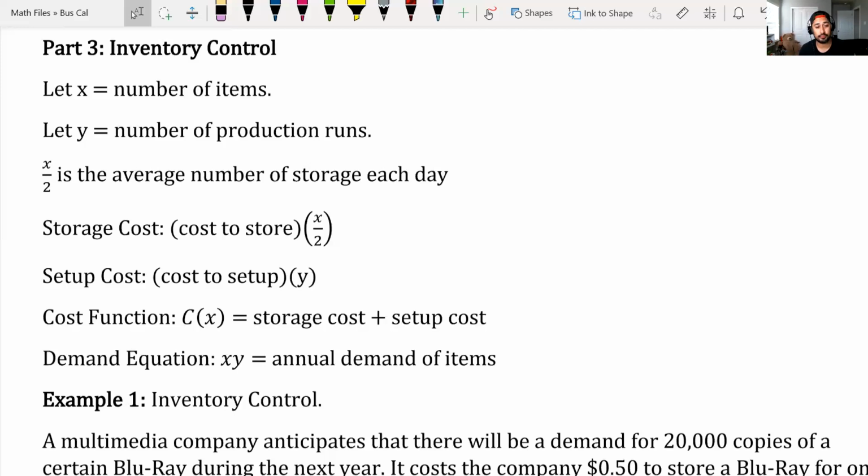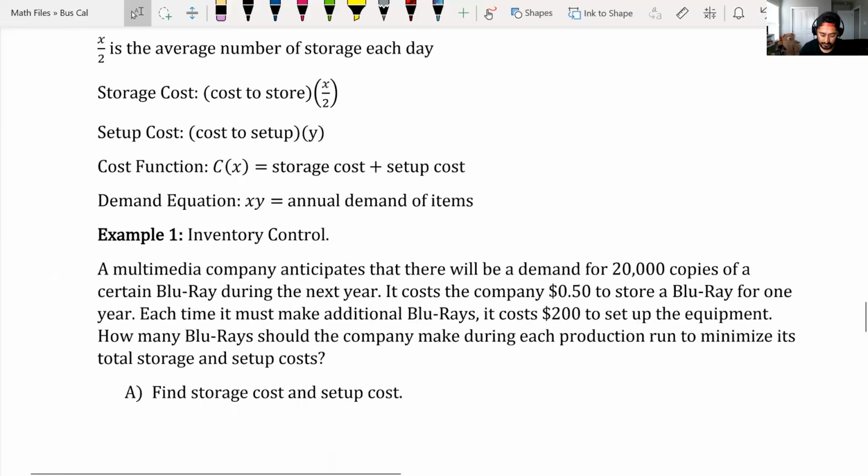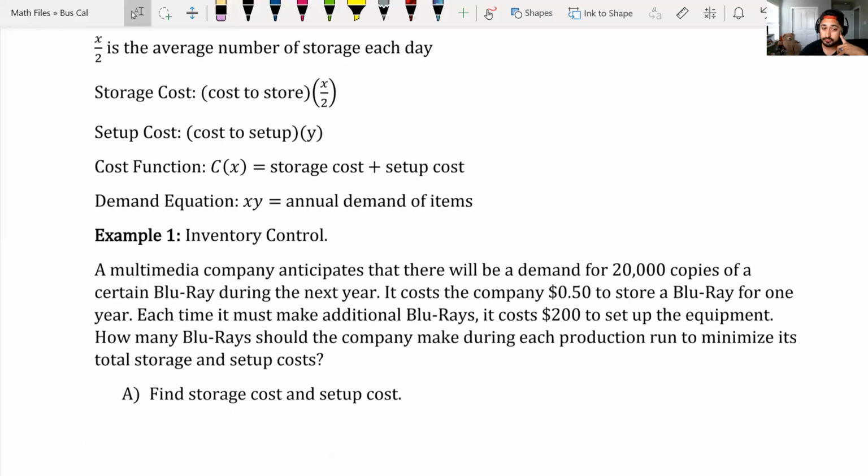Okay, so let's go ahead and read the problem and see how to set this up. A multimedia company anticipates that there will be a demand for 20,000 copies of a certain Blu-ray during the next year. It costs the company 50 cents to store a Blu-ray for 1 year. Each time it must make additional Blu-rays, it costs $200 to set up the equipment. How many Blu-rays should the company make during each production run to minimize its total storage and setup costs?